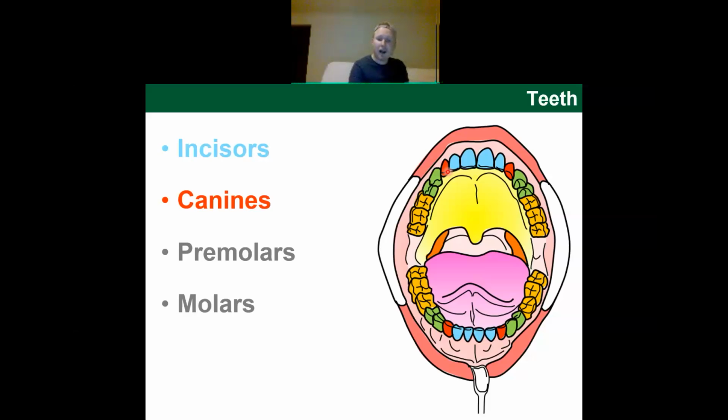Then the 2 after that are going to be our premolars. Their function is something in between what we've seen before and molars. So they're kind of in between kind of a thing.